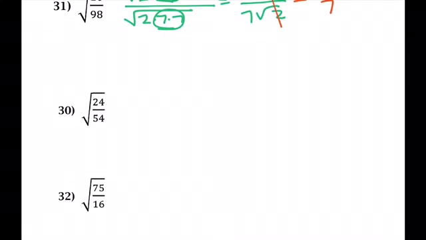Okay, pause the video and you try 30 and 32. Those are over to the right on your paper. So try 30 and 32 and see if you can get them.